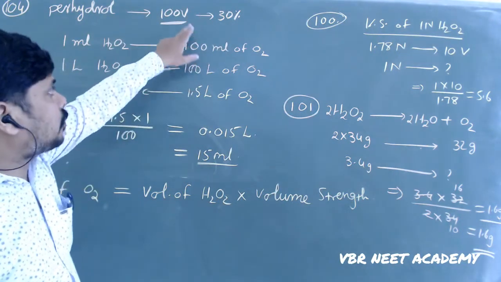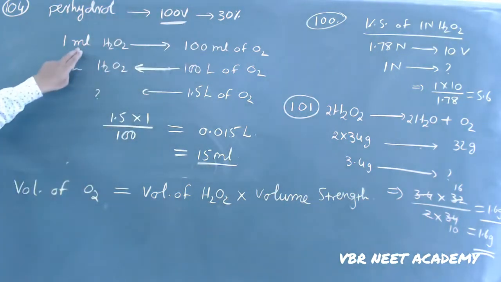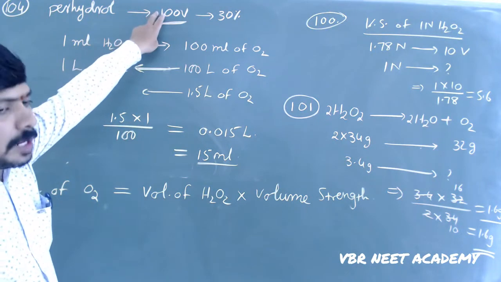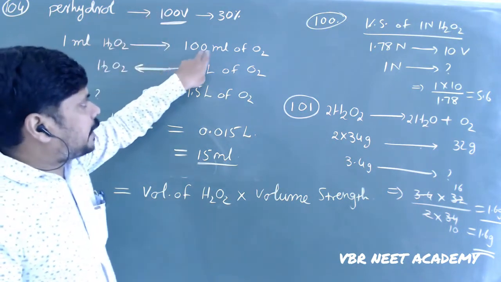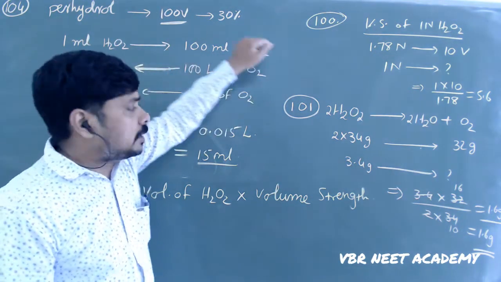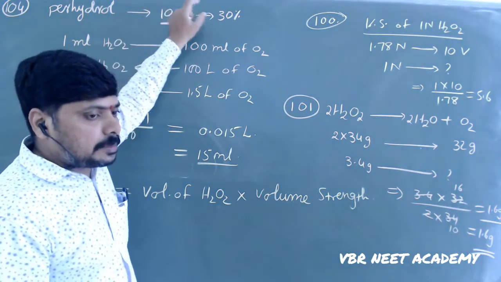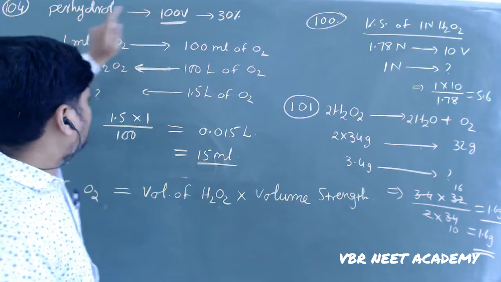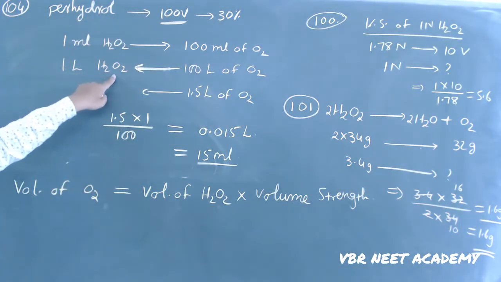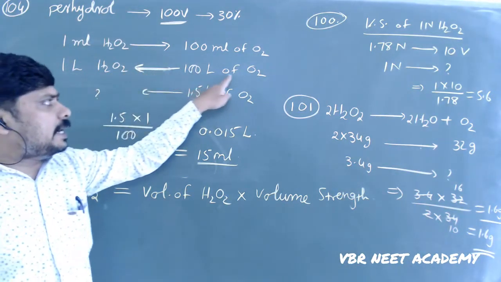What is the meaning of this volume strength? Whenever you take 1 ml of H2O2 of 100 volume strength, it is going to liberate 100 ml of oxygen. 100 times of this particular volume strength is nothing but the volume of oxygen liberated. And now 1 liter of H2O2 is liberating 100 liters of oxygen.